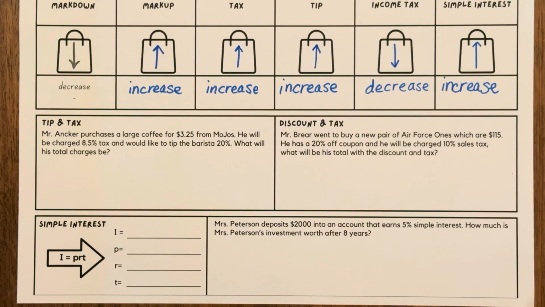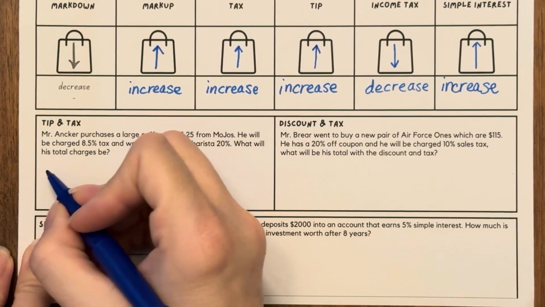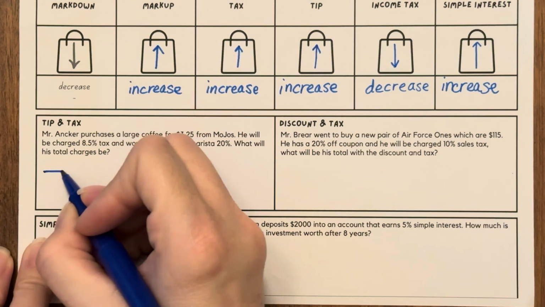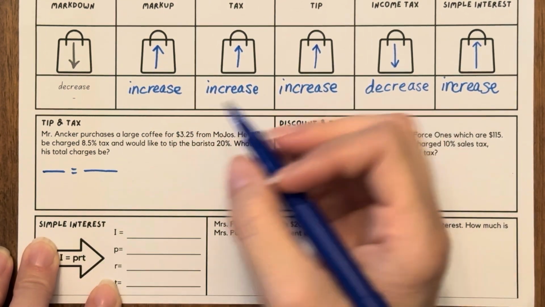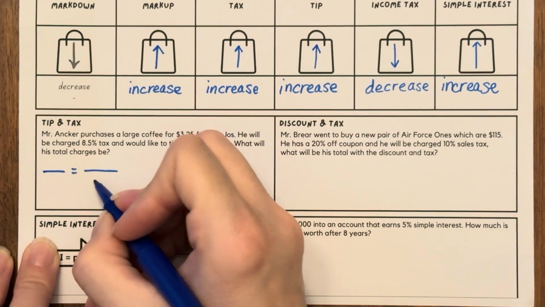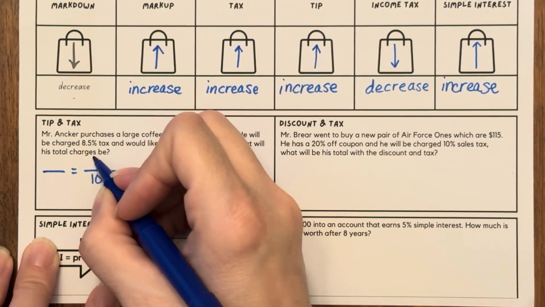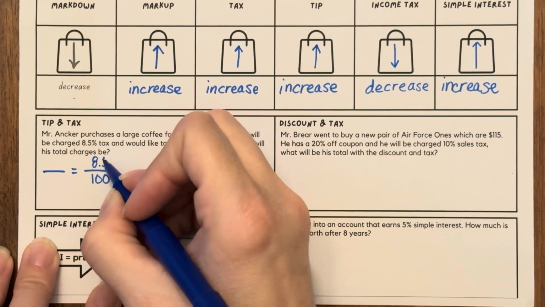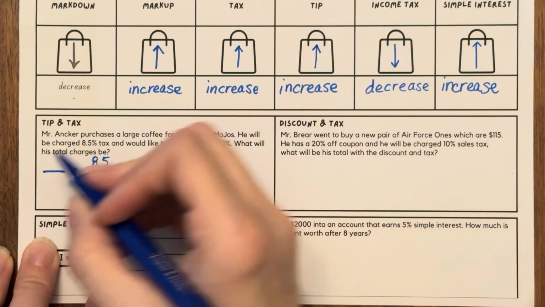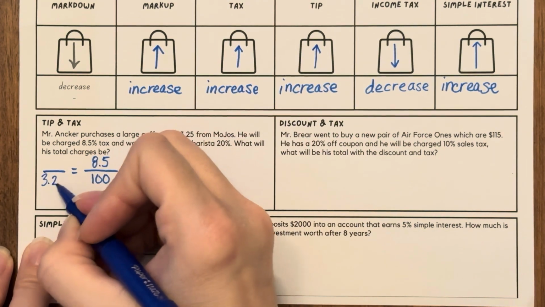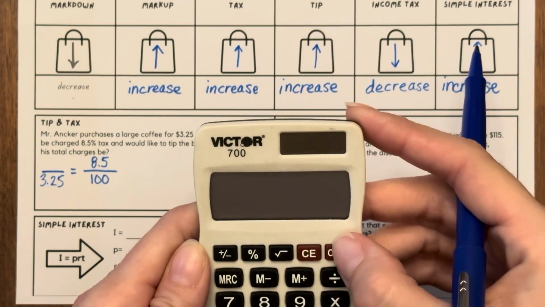All right, let's see how it goes. First thing I want to do is I want to calculate that tax. So I'm going to use the graphic organizer from above. Oh boy, I still don't have a calculator. This is going to be brutal. Okay, so we always have 100 here. The tax rate is 8.5. And the original cost of the coffee is $3.25. Let me see if I can get this to work here.